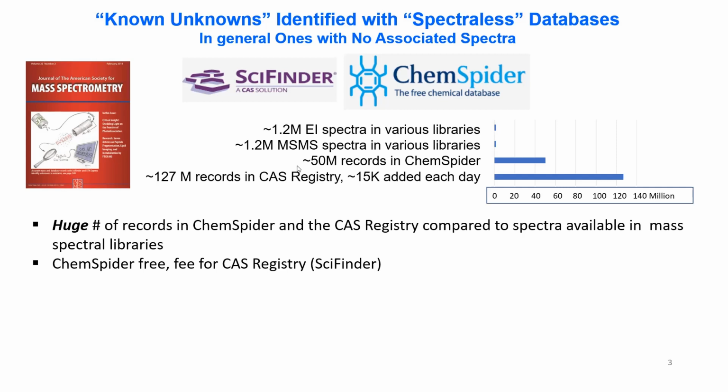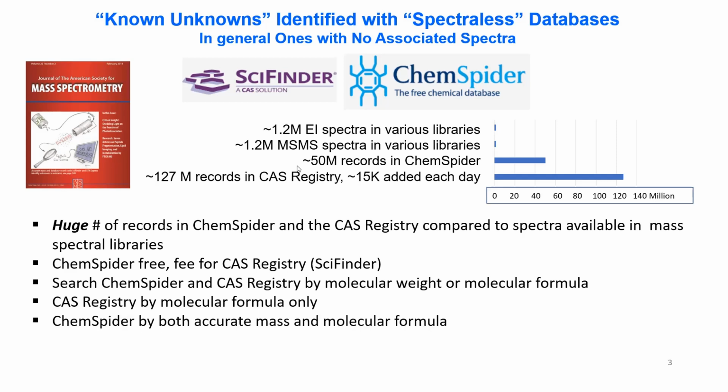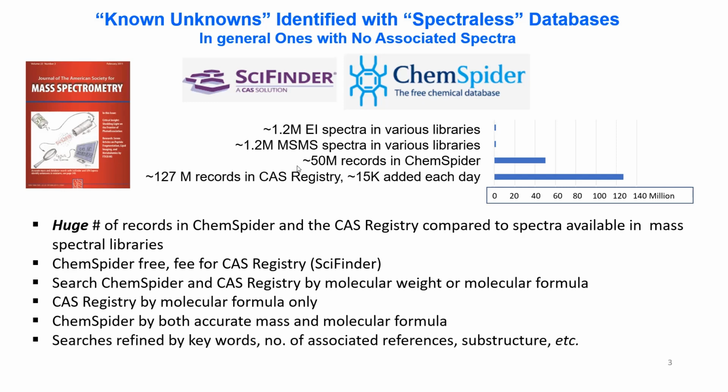ChemSpider is free, but there's a fee associated with the use of SciFinder. You can search ChemSpider and CAS Registry by molecular weight or molecular formula, but of course this indicates that one must have accurate mass data to have either of these things to search with. The CAS Registry can only be searched by molecular formula, which can be a problem when you get up above 500 to 600 molecular weight. It's hard to get one molecular formula from accurate mass data. ChemSpider, of course, can be searched by both accurate mass and molecular formula, which is very useful.